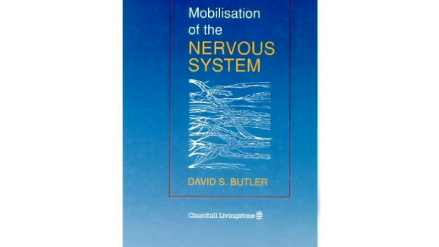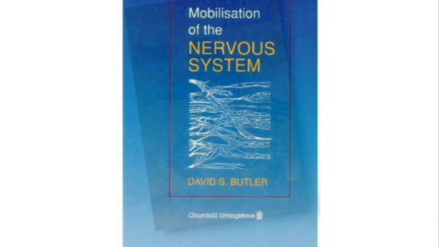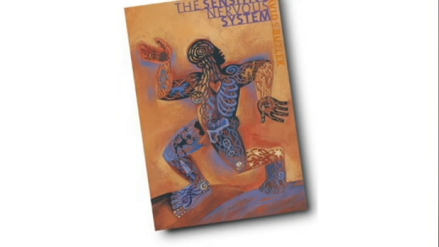Most recently, David Butler is probably best known for his study of adverse nerve tension and how the biomechanics of the nervous system can relate to pain. He published The Mobilization of the Nervous System in 1991 and The Sensitive Nervous System in 2000. These have become essential texts for anyone who is studying how nerve irritability can be a pain generator in the extremities.